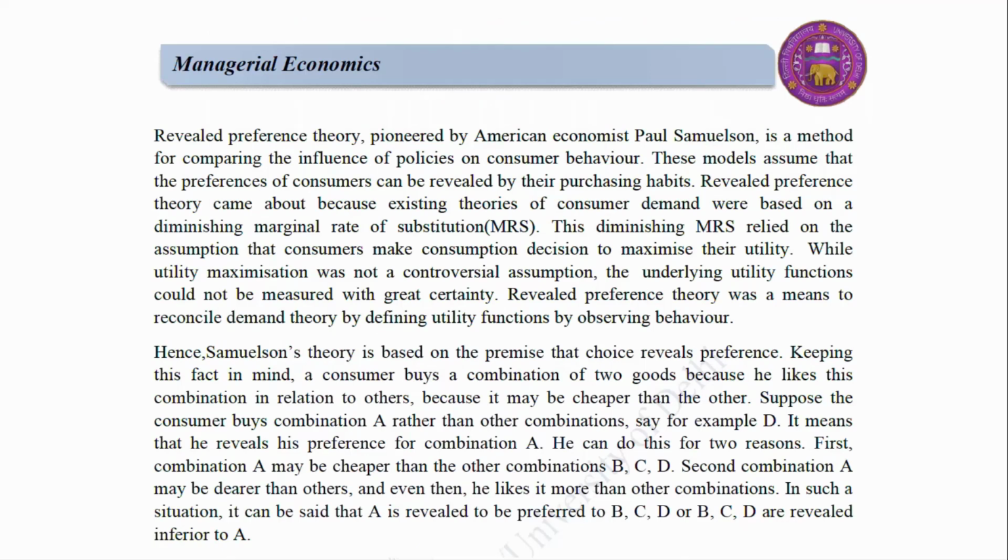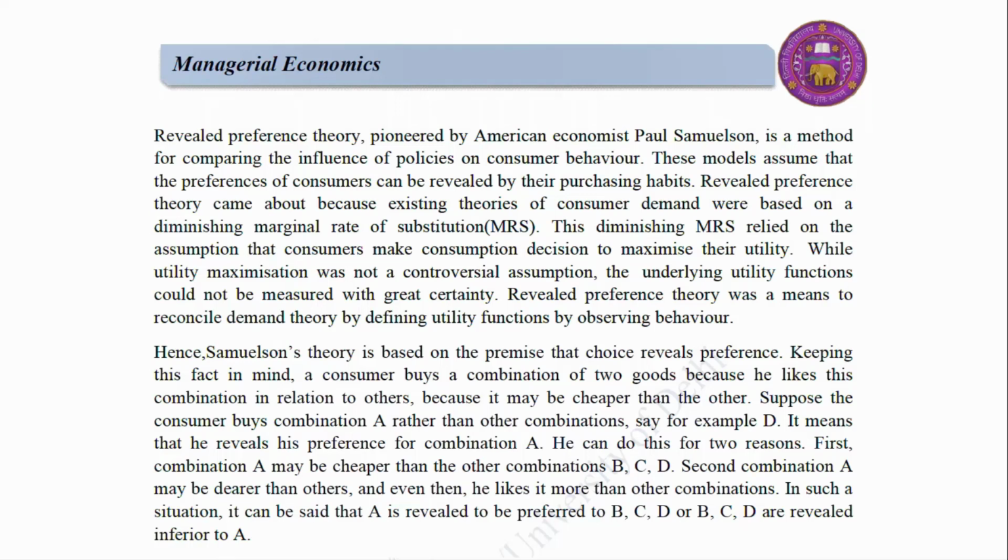Revealed preference theory, pioneered by American economist Paul Samuelson, is a method for comparing the influence of policies on consumer behavior. These models assume that the preferences of consumers can be revealed by their purchasing habits.